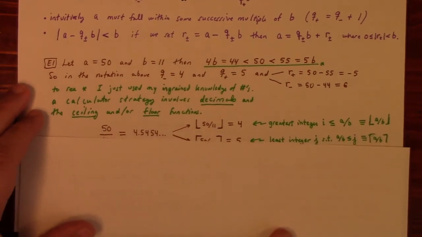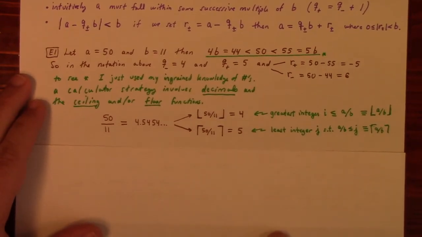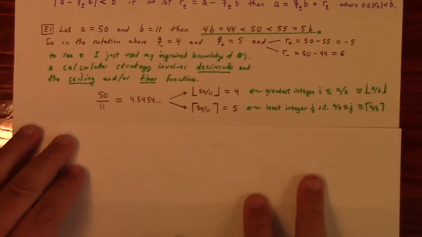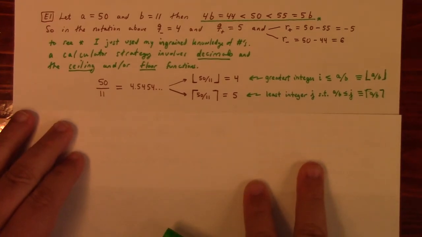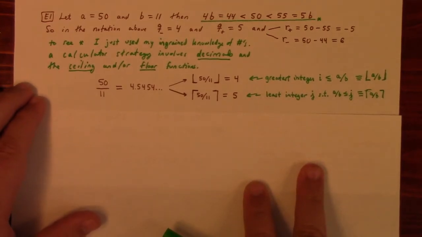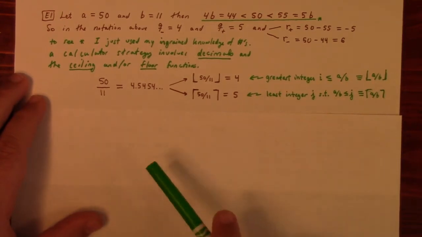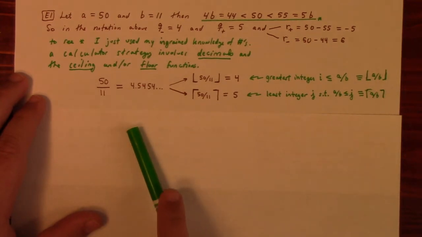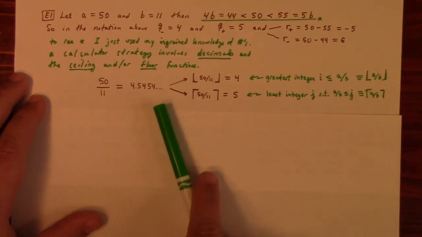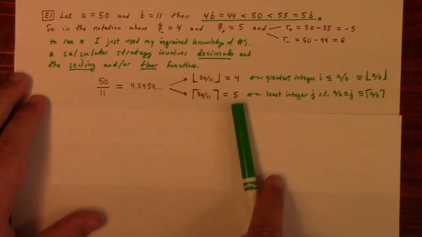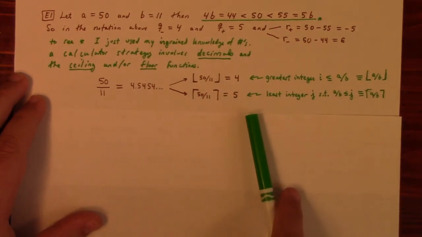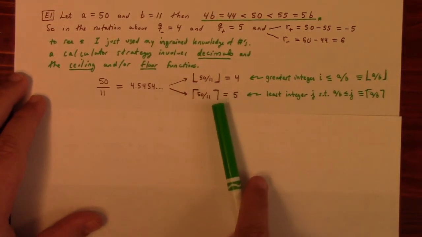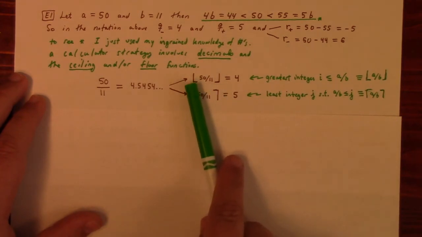So here it is. Suppose you didn't have the common sense to realize 50 is between 44 and 55. How would you do it with a calculator? Well, here's one way you could do it. You could calculate 50 divided by 11, and find out it has a decimal expansion 4.54545454 and so forth. And so if we round down, we get 4. If we round up, we get 5. And so here, this notation, this funny looking thing, kind of like a hockey stick.